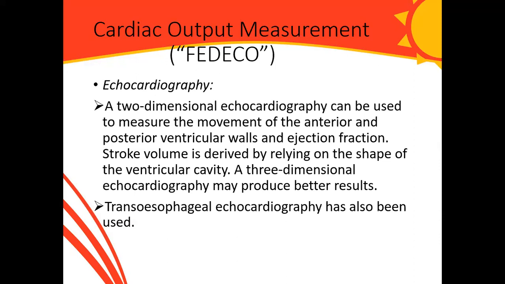The second way to measure cardiac output is by echocardiography, which can be either transthoracic or transesophageal. Transthoracic is common, but intra-op, especially during cardiac surgery, you can have transesophageal. Transesophageal is important because it gives you the movement of the anterior and the posterior ventricular walls, and also gives you a measure of ejection fraction. The stroke volume is derived by relying on the shape of the ventricular activity. So echocardiography is one way to measure cardiac output.